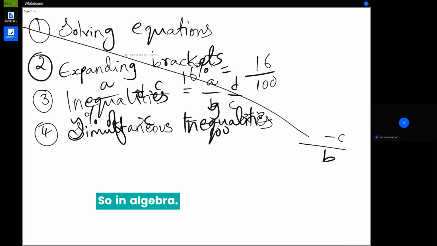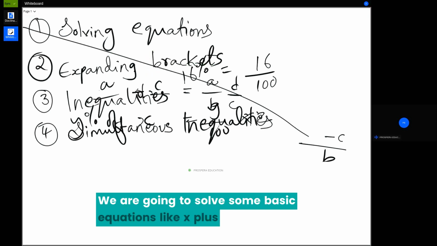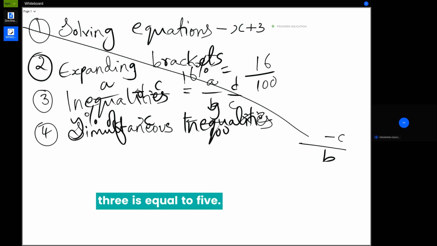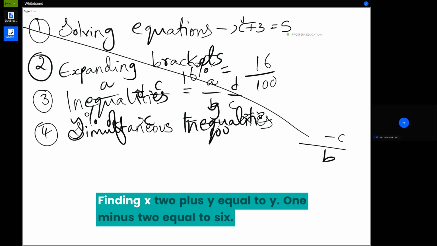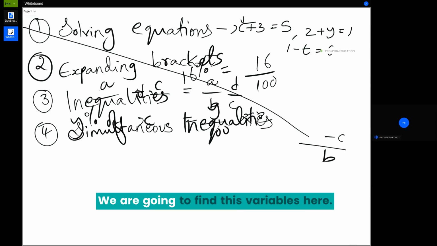So in algebra, the first lecture is about solving equations. We're going to solve some basic equations like x + 3 = 5, finding x, 2 + y = y, 1 - 3 = 6. We're going to find these variables here.